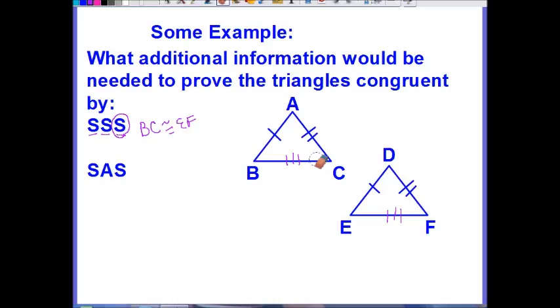Now, for our next one, we're going to use these same triangles with the same tick marks already given. And we want to know what would be needed if we were going to prove the triangles congruent by side, angle, side. Notice the A is smashed between the two S's, and that's where we want our angle. We want it included, smashed in the middle. So here's my two sides. My angle that's smashed in the middle is going to be this angle right here, angle A. On this triangle, my angle is going to be angle D. We would need to have angle A also congruent to angle D to prove the triangles are congruent by side, angle, side.